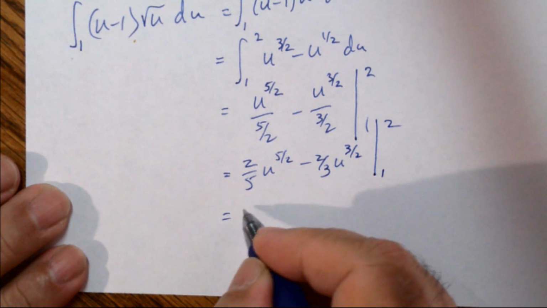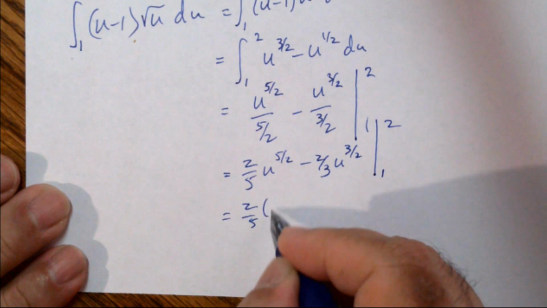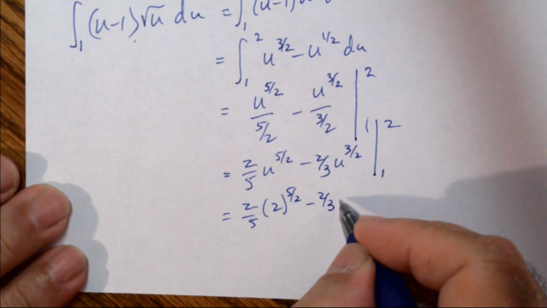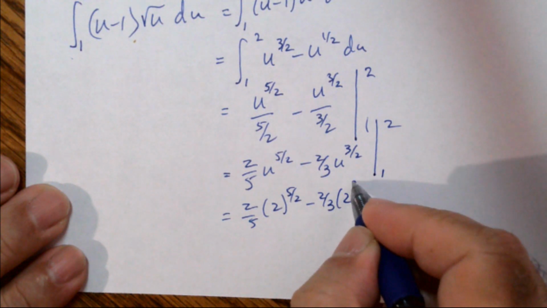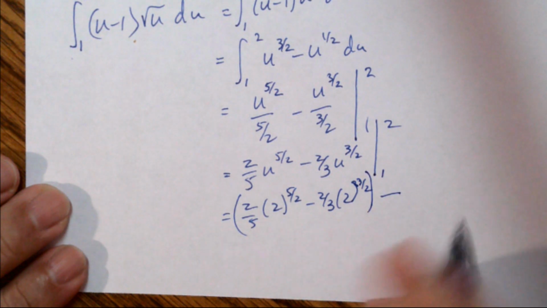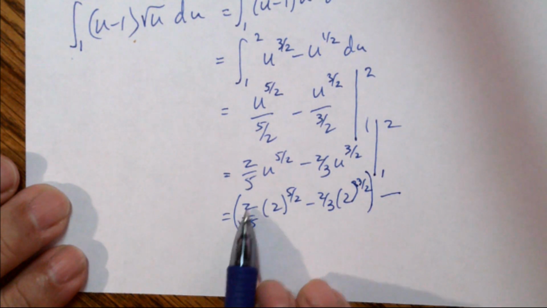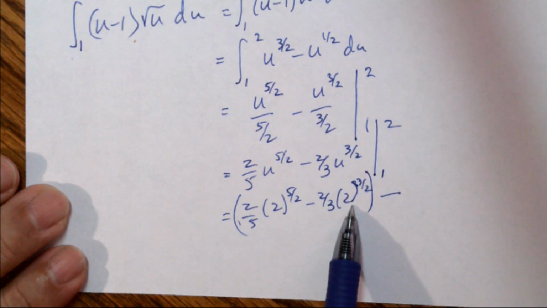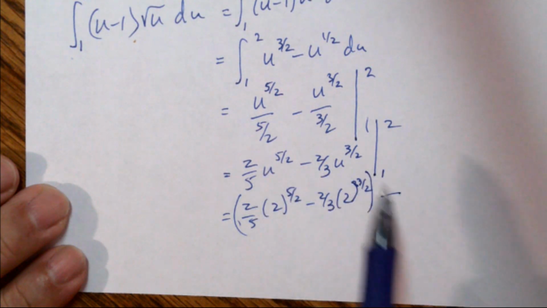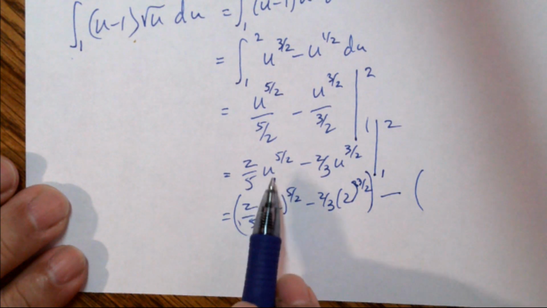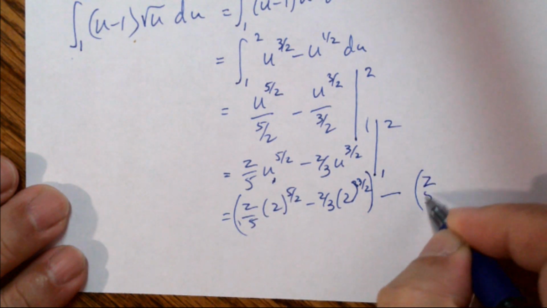Plug in the 2. So it's 2/5 times 2 to the 5/2. And I'm still plugging in the 2. 2 to the 3/2. Oops. 2 to the 3/2. Minus, so I'm going to put that in parentheses, keep it separate. So I don't really need these parentheses. I like them just to keep it in my mind that I plugged in 2 to this part. Now I'm plugging in 1 into that part. And 1 is a special thing. So 1 to the 5/2 is just 1. So I just do 2/5 minus 2/3.